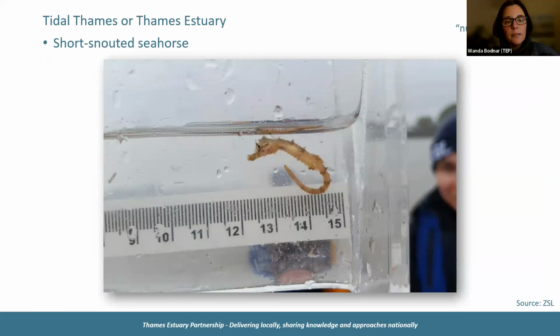A few words about seahorses. Short-snouted seahorses do live around the British coastline, and several juvenile individuals have been found living in and around the Thames estuary too. Seagrass meadows are their primary habitat, so in the outer estuary. And the individuals that may be found close to London are those that were likely washed in by the tide.